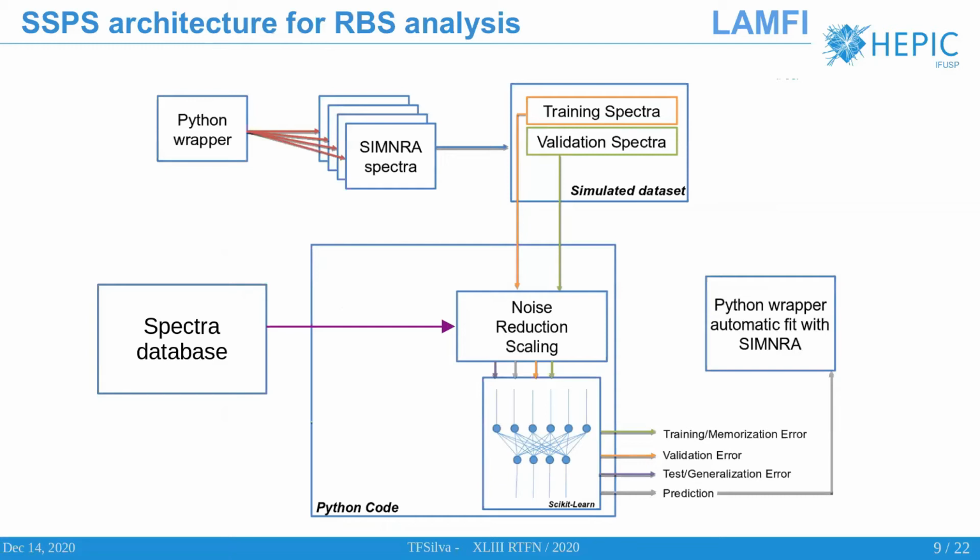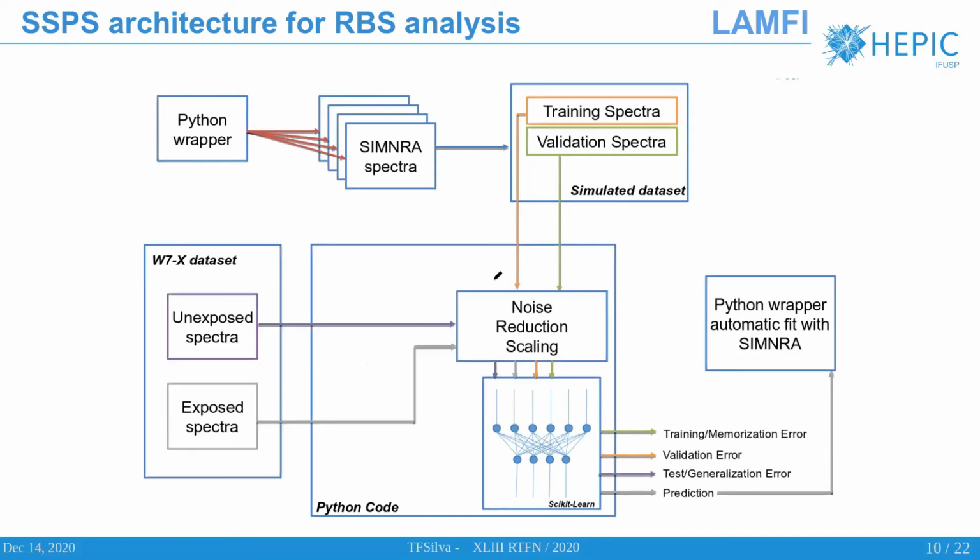It produces also the validation set. Then it goes to a layer structure that introduces noise and scaling for the artificial neural network. And this process is fed by the spectra contained in our database. After some validation of the neural network using memorization error, validation error, and generalization error, then the neural network is used in production to predict the characteristics of the samples that this neural network was trained.